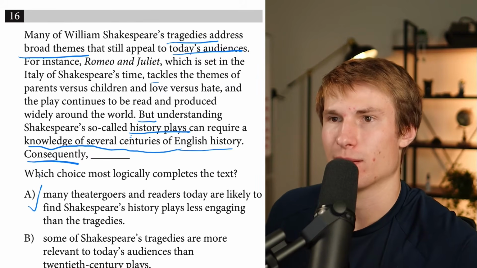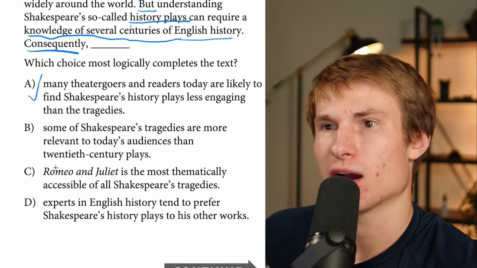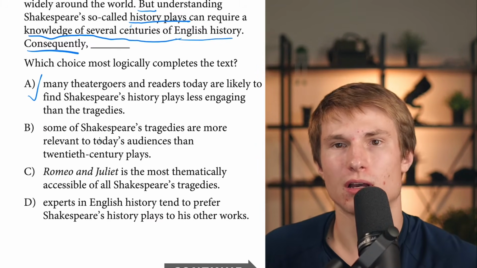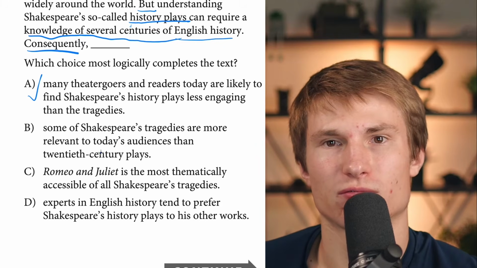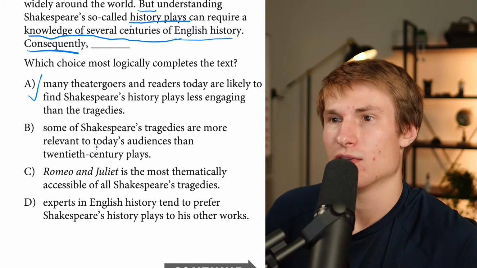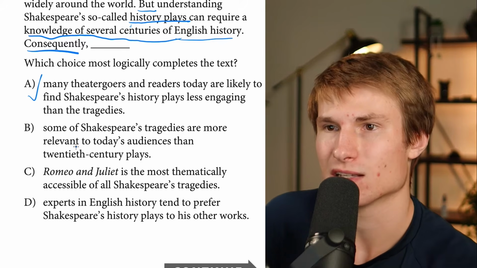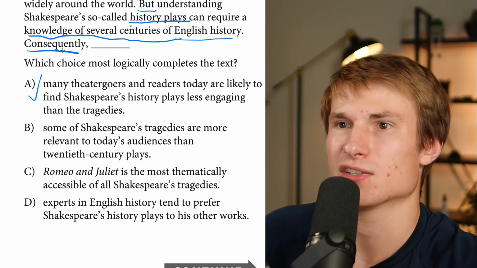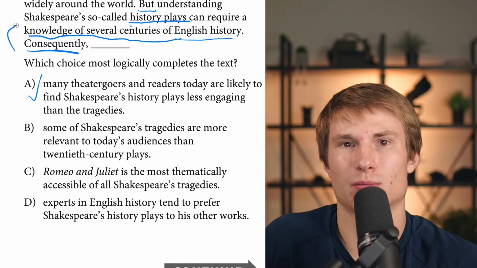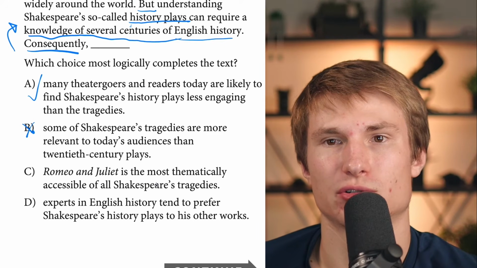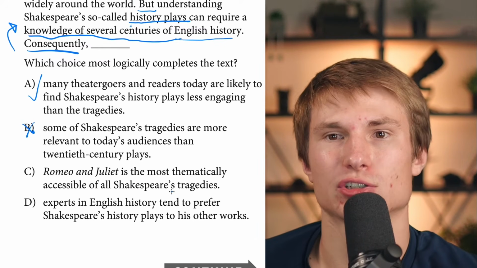We can quickly take a look at B, C, and D as well and discuss why they're wrong, or whether they make us reevaluate A. We've got B, some of Shakespeare's tragedies are more relevant to today's audiences than 20th century plays. Well, that's not discussing the history plays that came in the sentence before it. And keep in mind here that we have consequently, indicating it's a consequence of what came before it in that previous sentence, which B does not address. If we take a look at C, Romeo and Juliet is the most thematically accessible of all Shakespeare's tragedies.